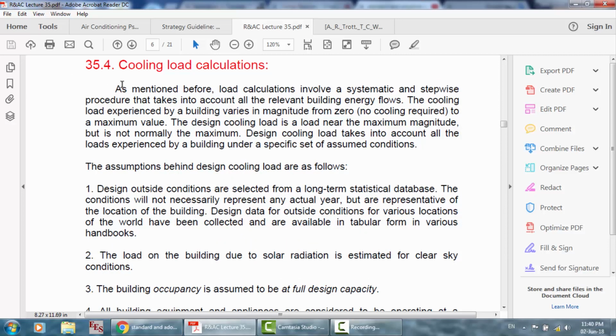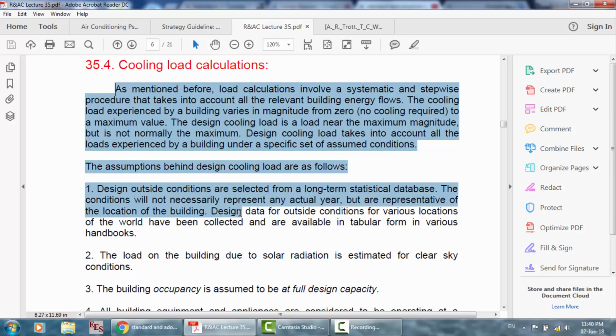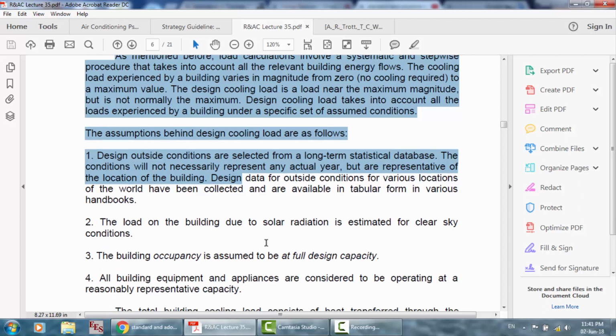So cooling load calculations, as mentioned before, involve a systematic and stepwise procedure that takes into account all the relevant building energy flows. The cooling load experienced by a building varies in magnitude from 0, no cooling required, to a maximum value. The design cooling load is a load near the maximum magnitude, but is not normally the maximum. Design cooling load takes into account all the loads experienced by a building under a specific set of assumed conditions. The assumptions behind design cooling load are as follows.